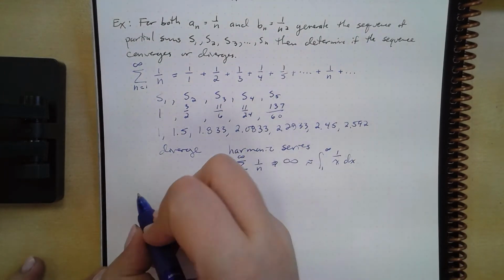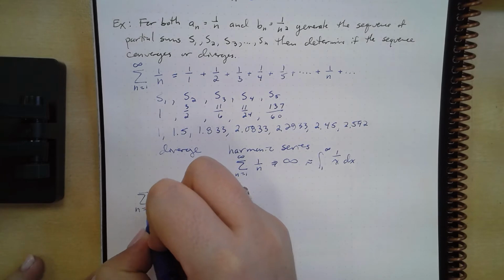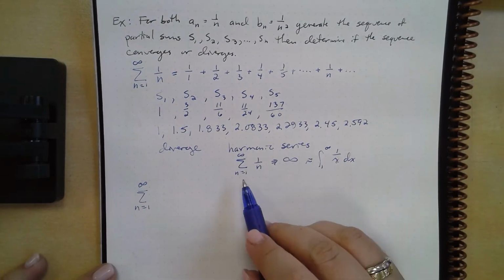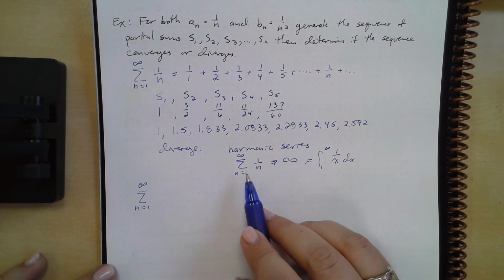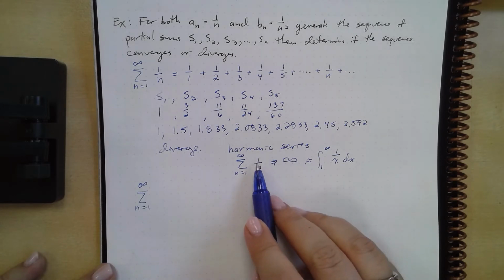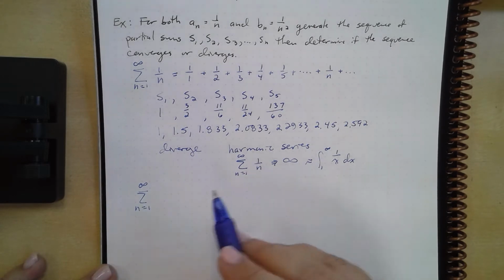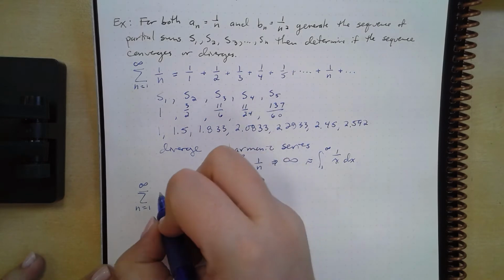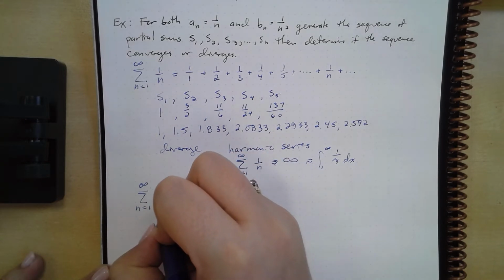So we're given the sum from n equals 1 to infinity. I should say about the harmonic series, that can also start anywhere. The harmonic series is really defined by the 1 over n, not where n begins. Okay, back to our b sub n, the sum from 1 to infinity of 1 over n squared.